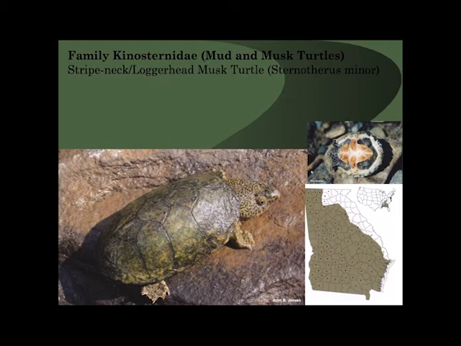Another musk turtle found in Georgia is the striped neck or loggerhead musk turtle, Sternotherus minor. These turtles are found throughout the state except for the mountains. They prefer rivers and streams. They have a flattened shell, and large adults have large crushing jaws. All species of musk turtles are good climbers and sometimes climb into trees that overhang the water as high as 6 feet.